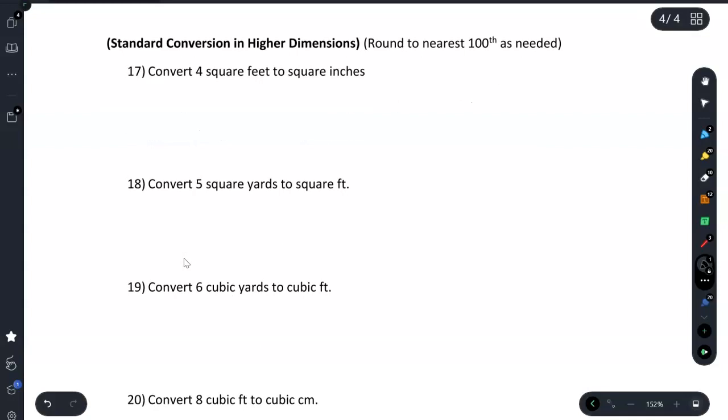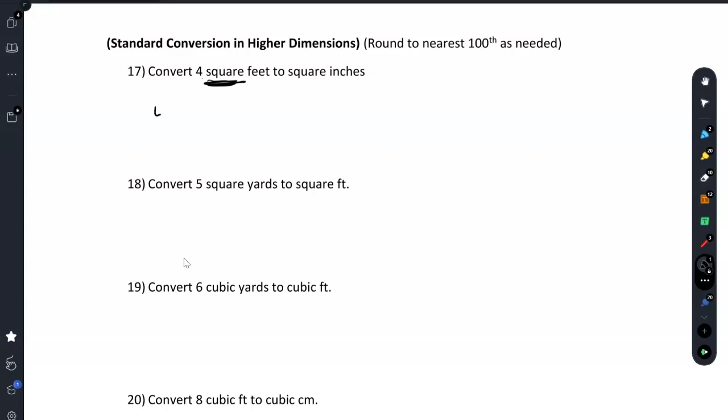Now we're going to look at standard conversions in higher dimensions. So this one's a unique one, but it's still the same process. We just have to make sure that we're setting it up the same way. So here I want to convert 4 square feet to square inches. So when you see the word square, we need to make sure that we keep that. I'm just going to write it this way, 4 feet squared. And I want to put that over 1.